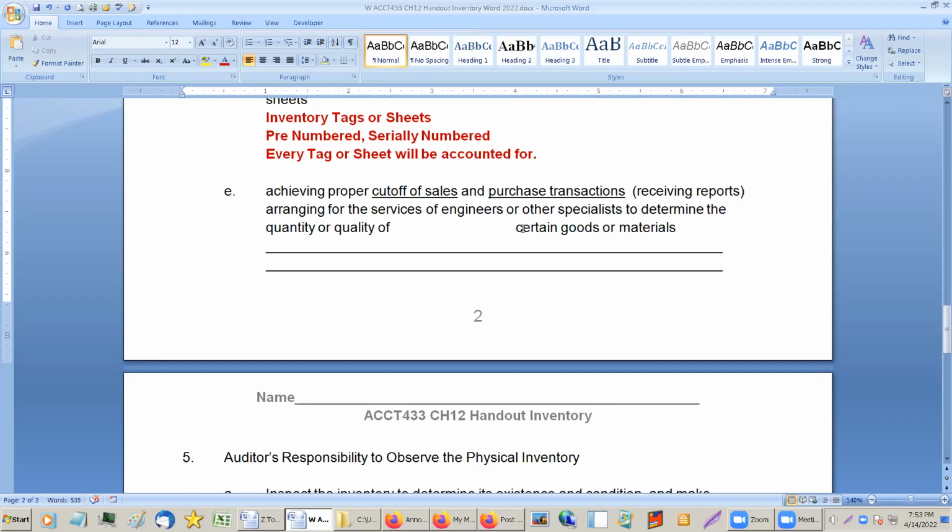And rating for the services of engineers or other specialists to determine the quality of certain goods or materials. So some of these engineers are specialists. They'll tell you something funny.